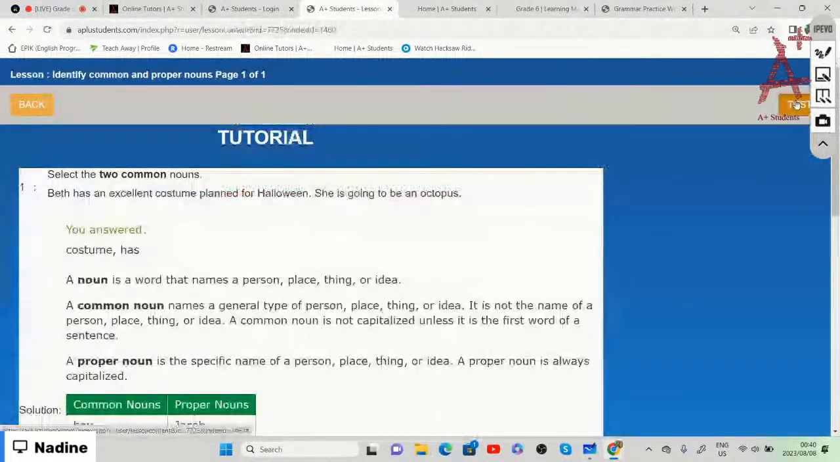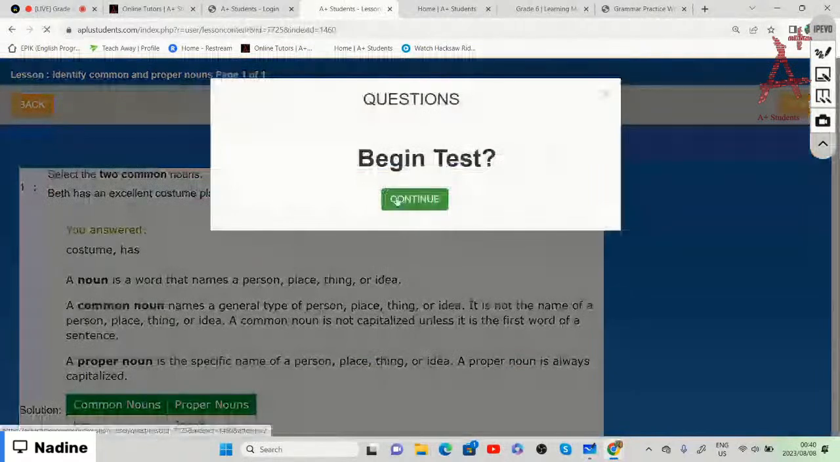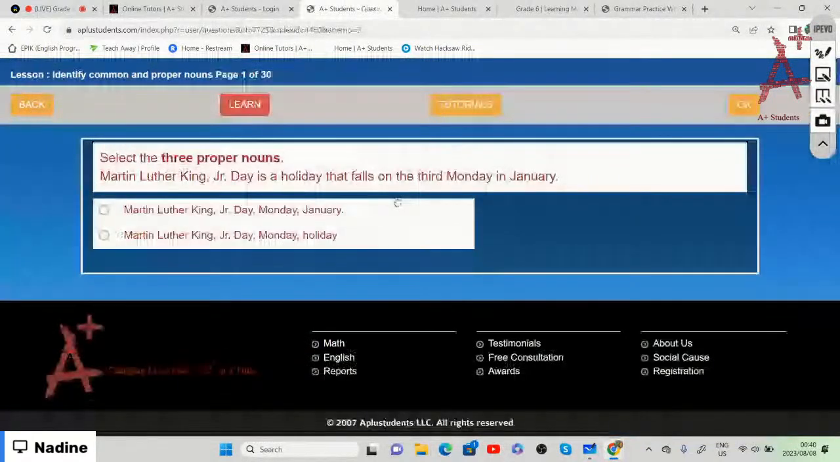We're going on to the test. All right, so now we're going to begin the test. We need to select three proper nouns within the sentence. Martin Luther King Jr. Day is a holiday that falls on the third Monday in January. So we need to select three proper nouns within that sentence.